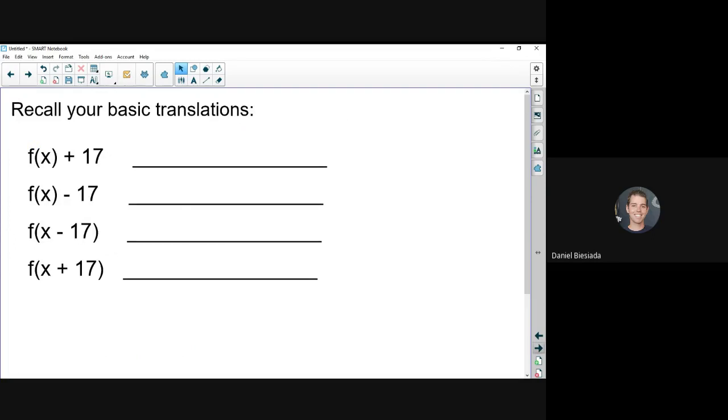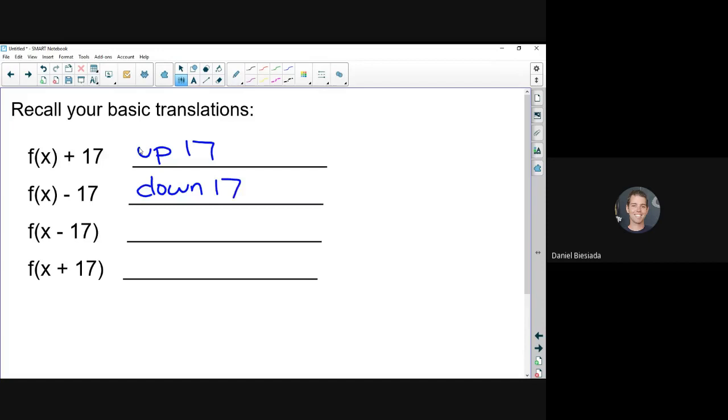To start, we need to make sure we remember our basic translations from last unit. The key here was if a number was being added or subtracted, and if a number was inside or outside of the parentheses. Hopefully you remember, but if not, here's a good refresher. If we have a number being added outside of the parentheses, that is a shift up. If we have a number subtracted, but it's still outside of the parentheses, that's a shift down.